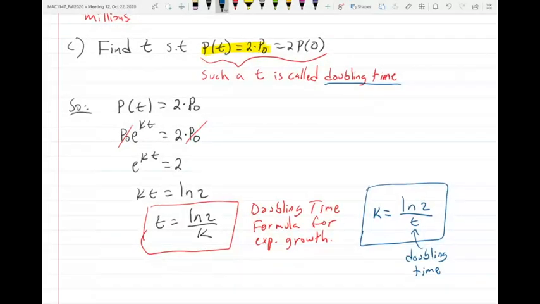So if you know that a quantity is doubling, if you know the time that it takes for a quantity to double itself, then you can do ln 2 divided by that, and you will know the rate of growth of that quantity.